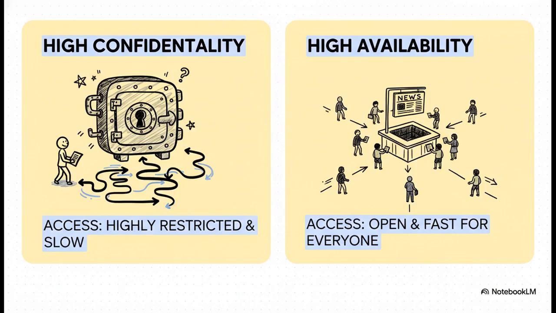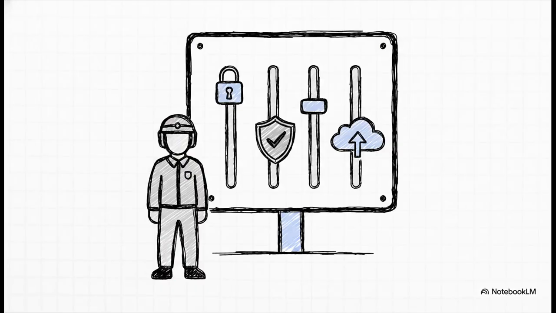Then, on the other side, you have a public news website. Here, availability is king. It has to be fast and open for everyone, which naturally means it's way less focused on confidentiality. And this is probably the biggest takeaway of the whole thing. Security pros don't even try to make everything 100% confidential, 100% integral, and 100% available all at once. It's impossible. Their entire job is to find the right balance based on what the information is and how it's being used.